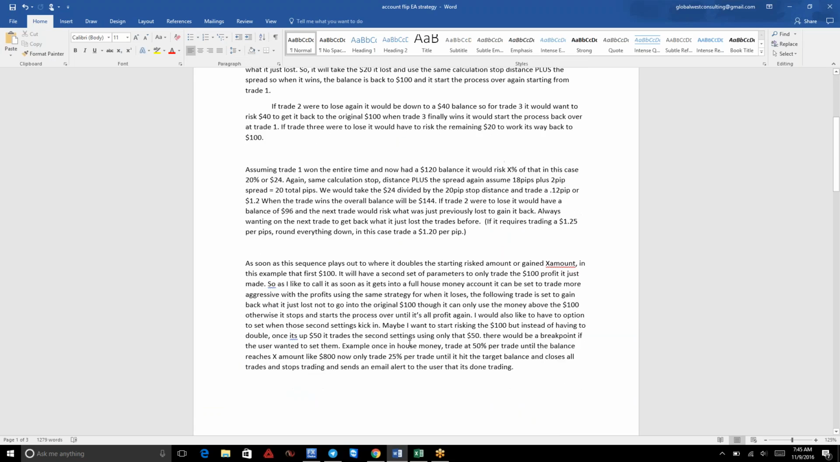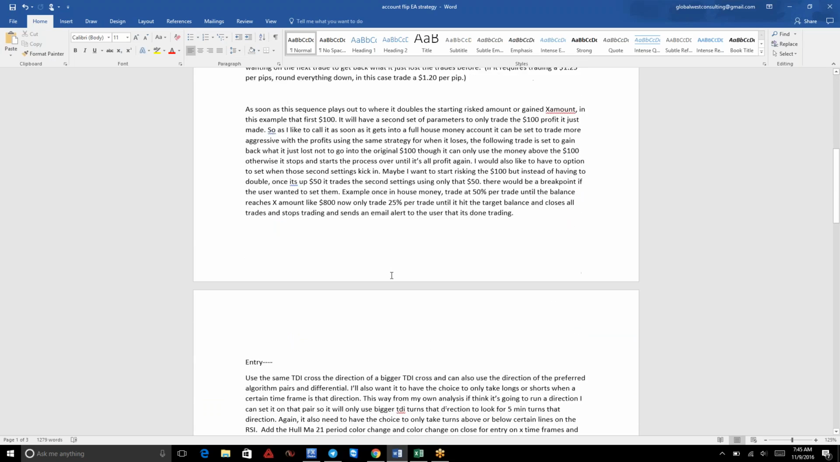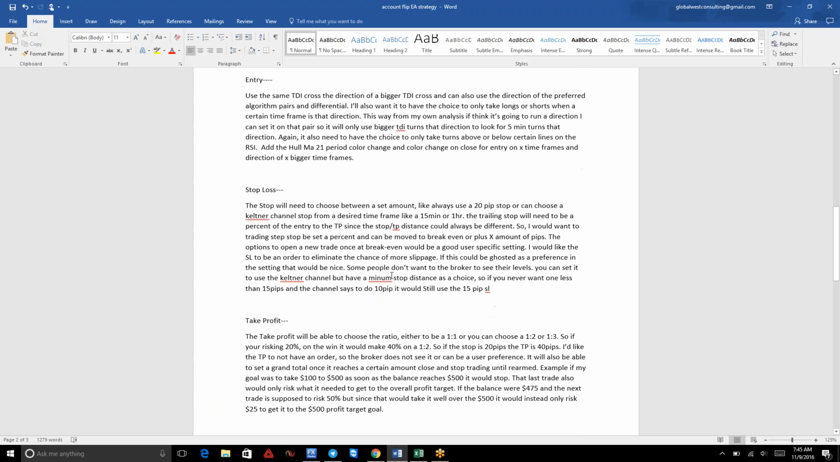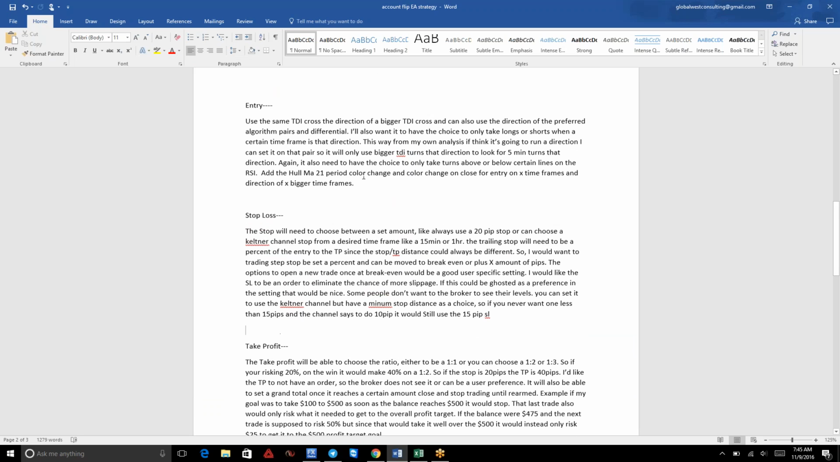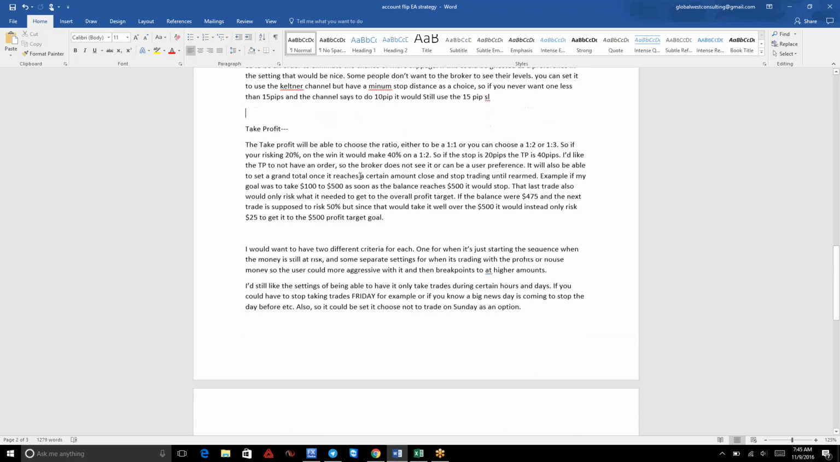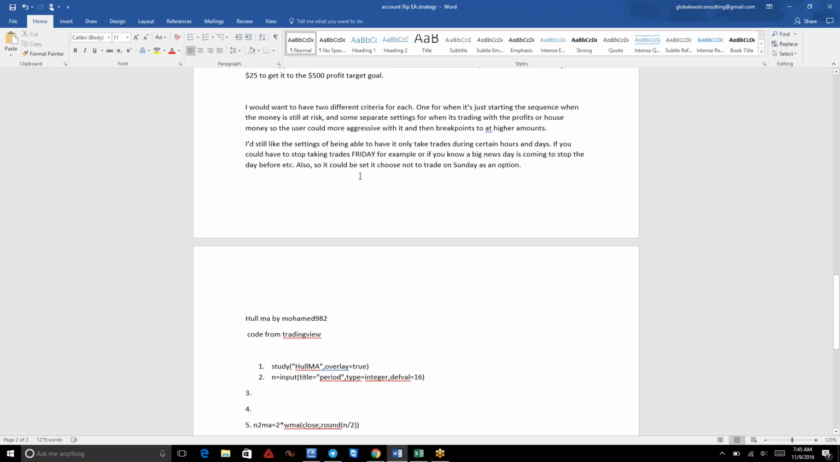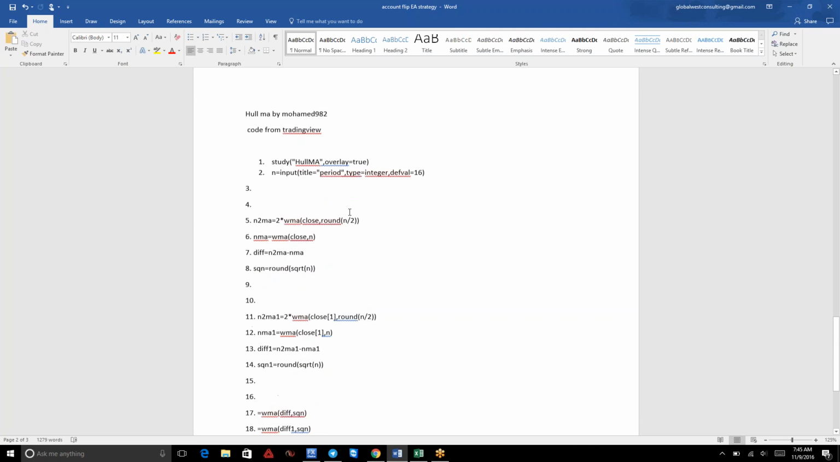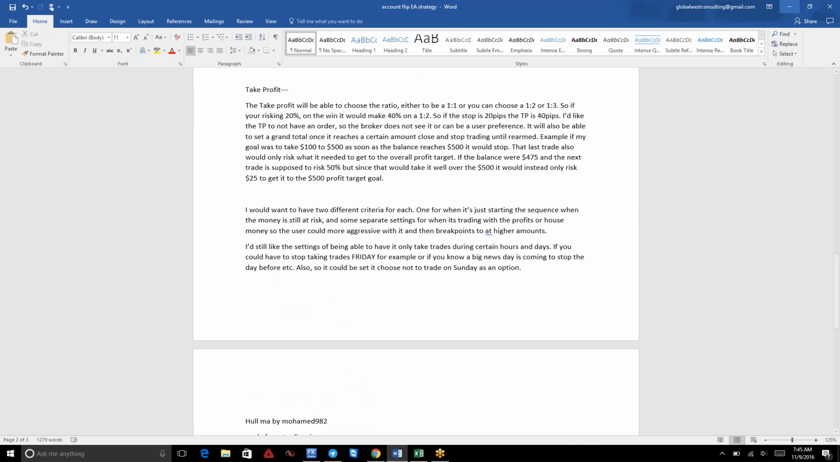So I'll be giving him this, and this is all the logic, and he should be able to code it based off that. And this is the Hull MA code for the changing colors.